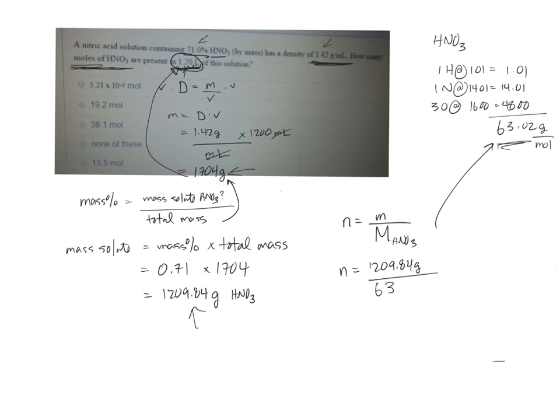63.02 grams per mole. There's a decimal there. Alright, so now I have to take that number I just got and divide by 63.02, and it gives me 19.197715 moles. The grams cancel out. Rounding it to 3 sig figs, 19.2 moles.